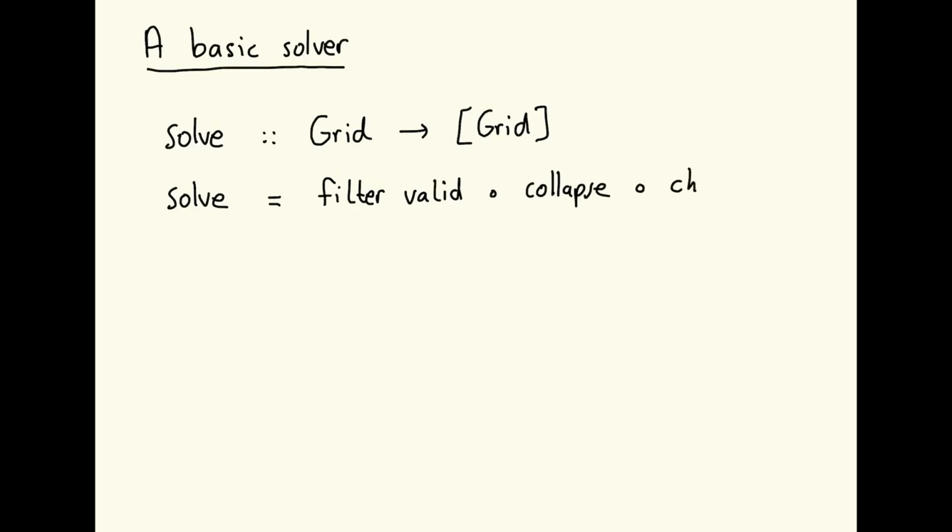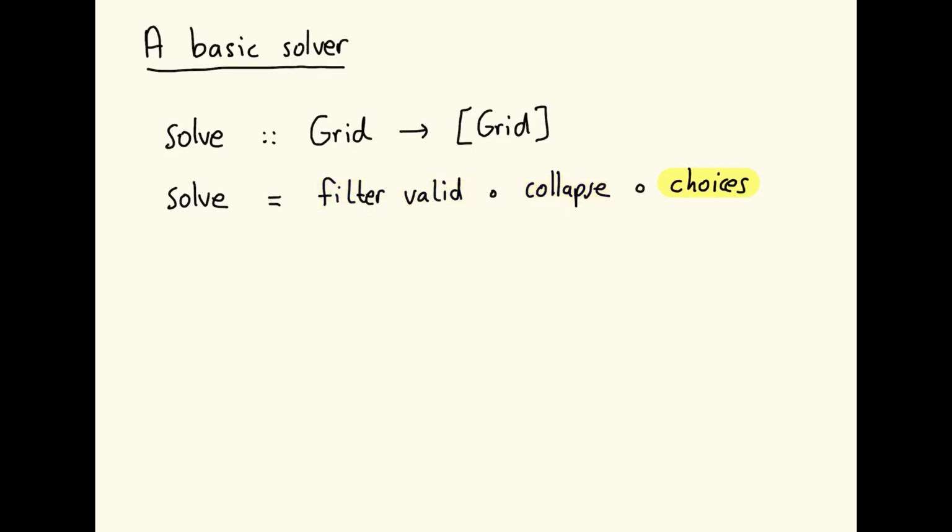After, we apply a function called choices. Okay, so we've got a simple function composition here. We're composing 3 functions. In order to solve a Sudoku grid, we're going to first of all apply a function called choices, which we haven't yet defined. Then we'll pass the output of that into a function called collapse, which we haven't yet defined. And then in the end, we will filter out all the Sudoku grids which are actually valid, i.e. no duplicates in any row, any column, or any box.